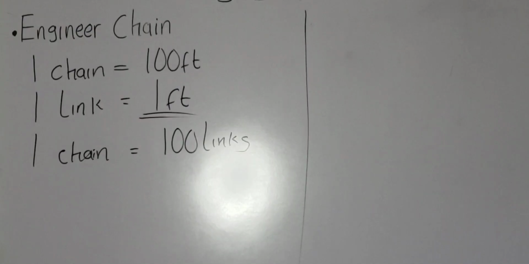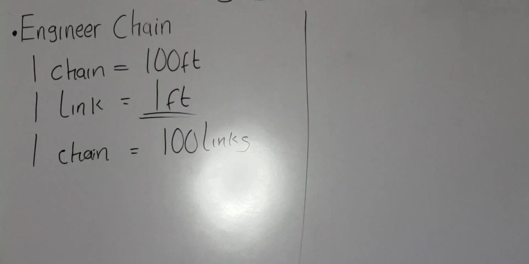I want you to note that a distance measured using the engineer chain is expressed in chains and feet. Are you getting it? Unless the question specifies that you express the distance in feet only, like the one we did earlier. Do you understand? So I want you to get that.